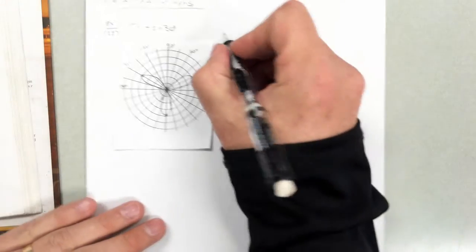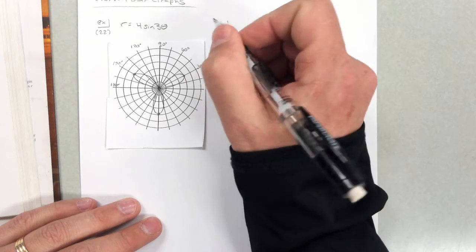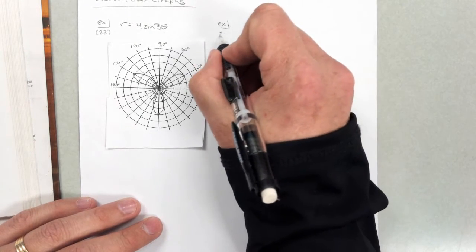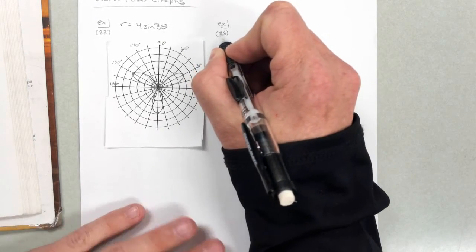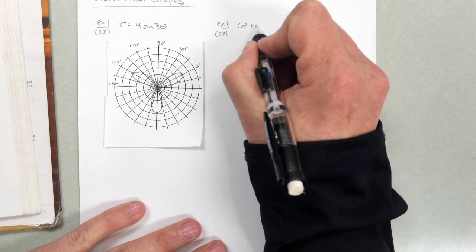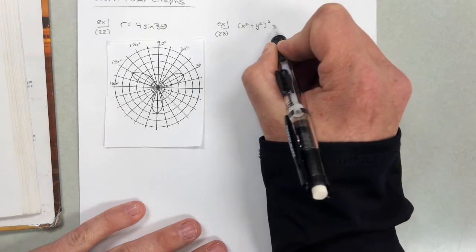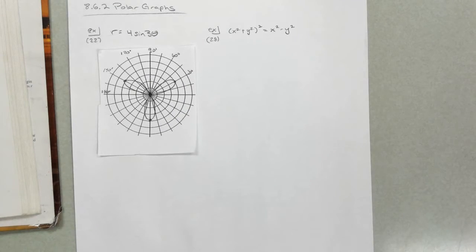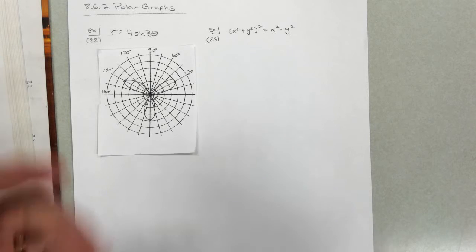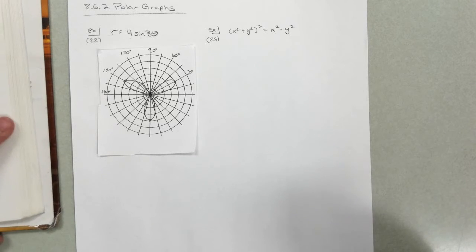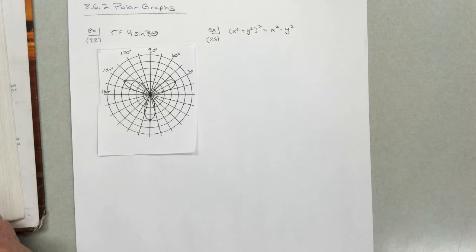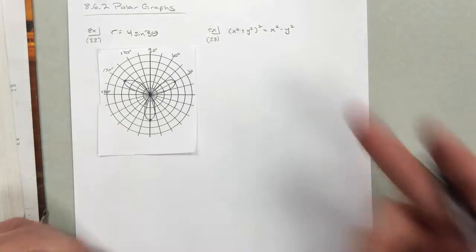Second example I want to do with you is number 28. X squared plus y squared is equal to x squared minus y squared. It wants to do 2 things, graph and convert, or specifically convert and then graph. If you could graph first, I'd have no problem with you doing that. But in this case, I want to make sure that you convert first, because I have no idea what that graph looks like. So let's convert.